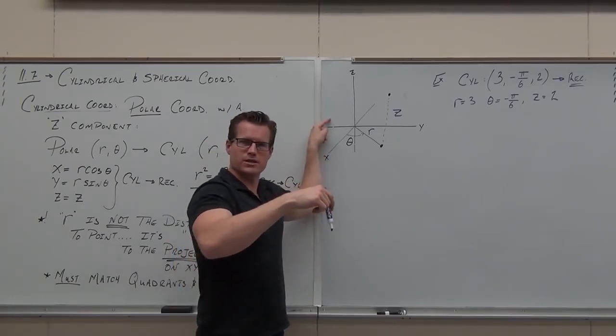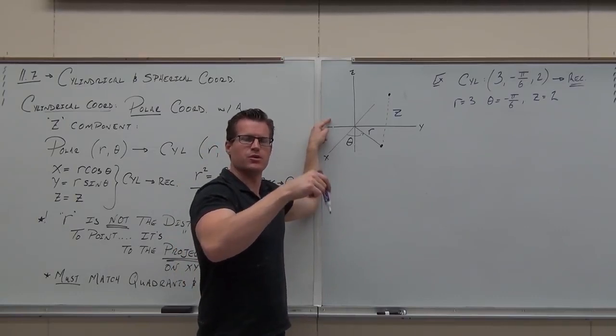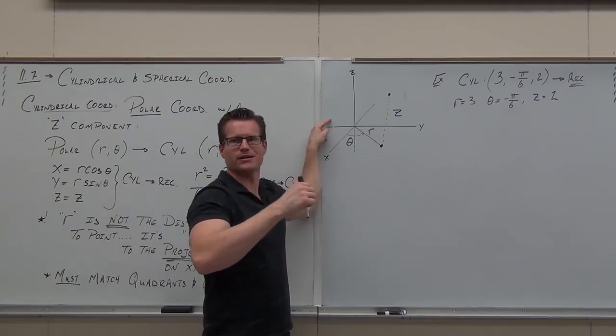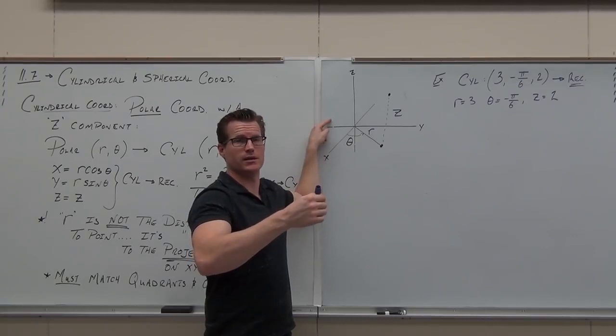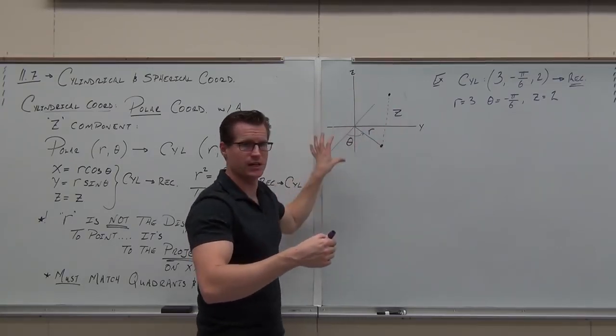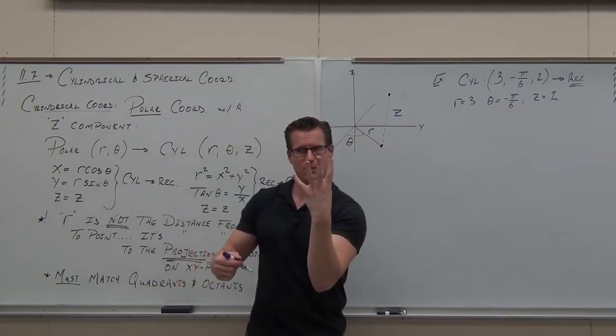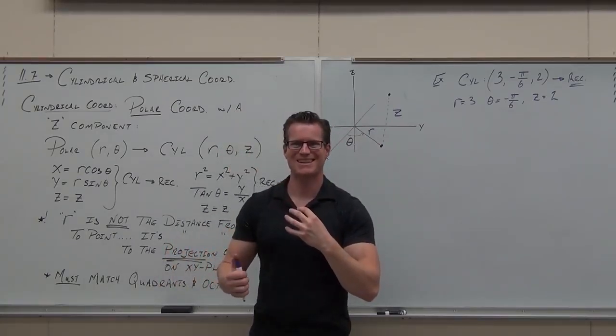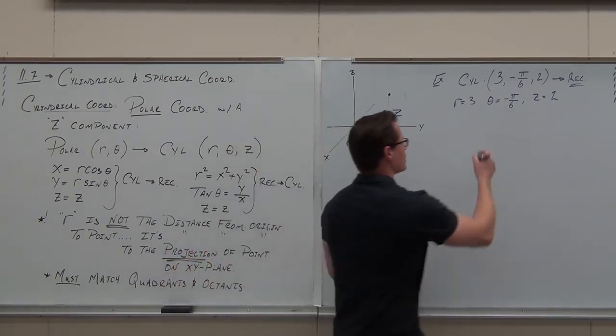What quadrant would the projection be in? 4. Perfect. What octant are we in? 4, and then we drop down 5, 6, 7, 8. Okay, so we are in quadrant 4, we're also in octant 4. Does that make sense? Write that down.